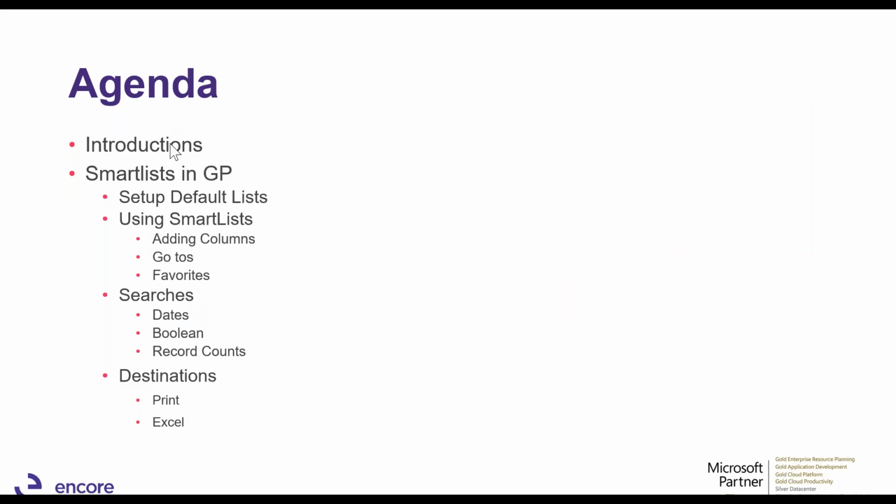Okay, first off, we did the introductions, and thanks, Tess, for doing that. In GP, we've got SmartList. SmartList is probably the most used piece of software inside GP for accountants and for people, because it allows you to get data out that you can then use for further analysis. A couple of things that you need to know.